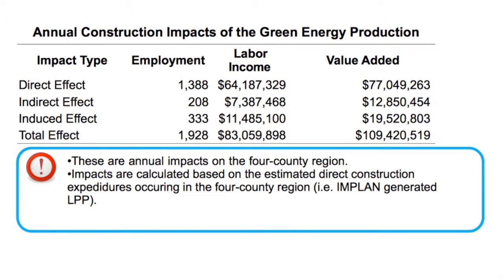Green energy production. Impacts in this particular case will be much higher. It's because it's a different type of construction, different types of offices, different types of buildings. Notice the total effect in terms of employment. It's over 1,900 jobs. Labor income will also be very high, $83 million in wages and salaries. Okay, value added is also going to be high. It's $109 million in value added. So the numbers will be much higher due to the nature of that particular scenario. It requires more infrastructure, different types of buildings. That's why the impact is going to be larger.